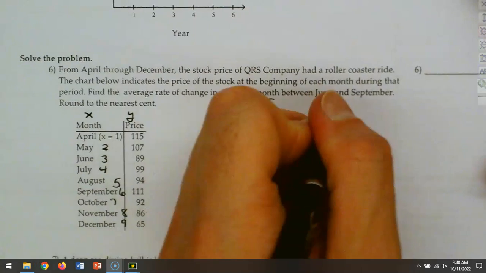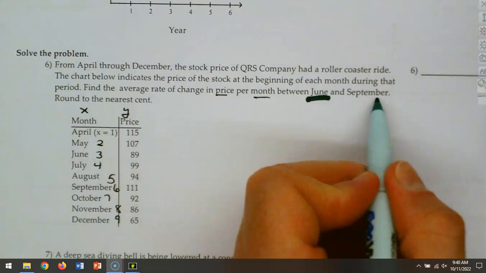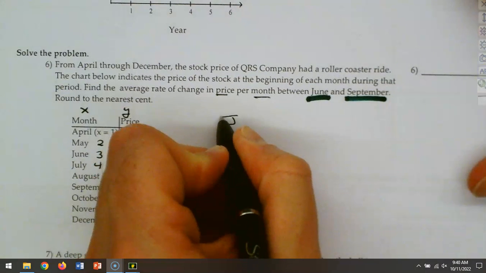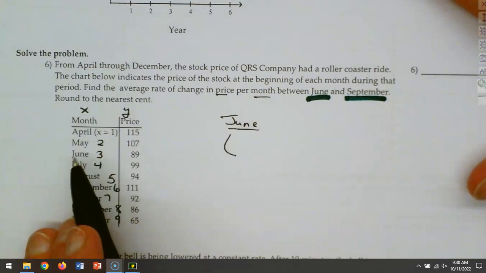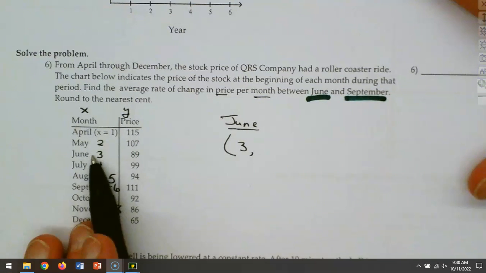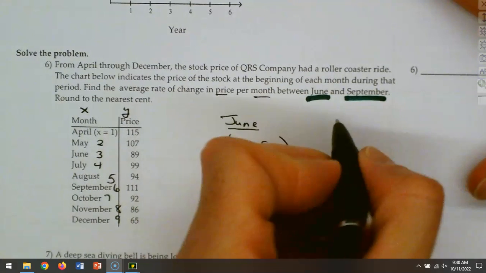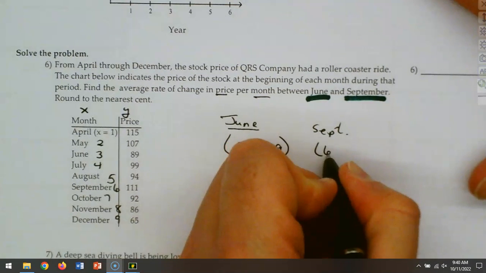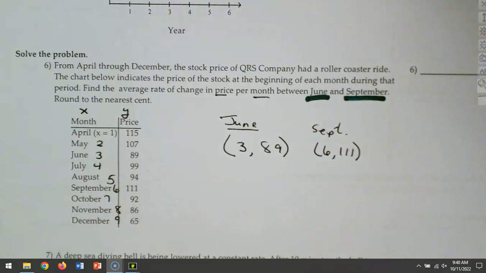It tells us specifically which months to use. And which months do we need to use? We need to use the June and the September. So let's come up with our ordered pairs. And what about June? What's June going to be? Well, June is here at 3 for the value of x for the month. And what is its price? 89. Then we look at September. Okay, when we look at September, it's at 6, and the price is 111, right? Okay, so that's what we've got.